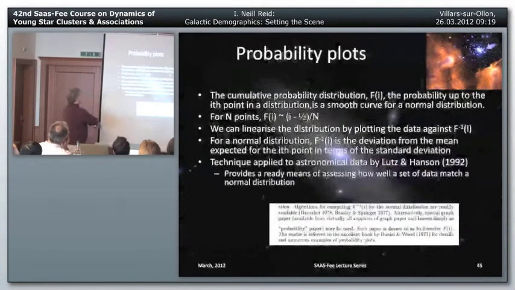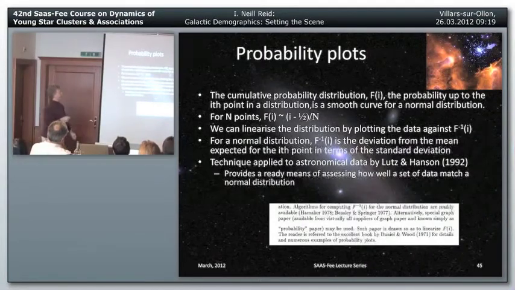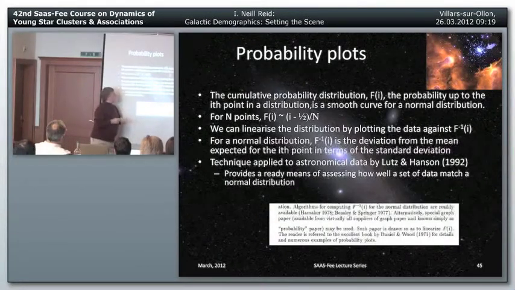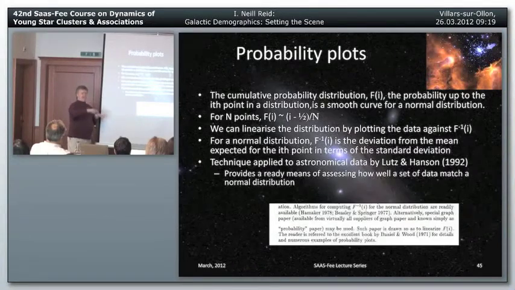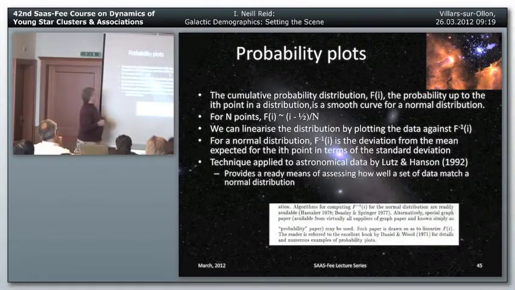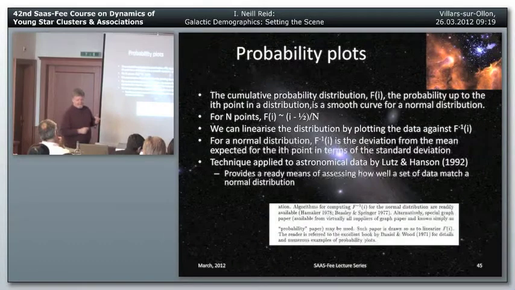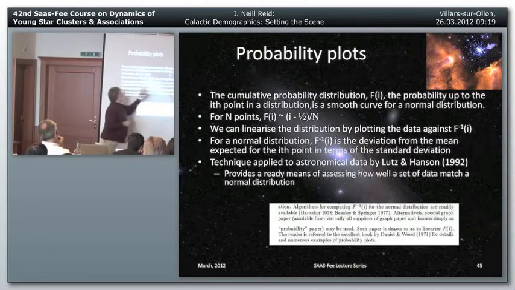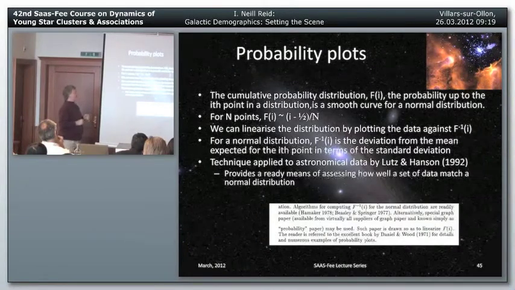Okay, probability plots. This is a handy tool for figuring out whether you've got a Gaussian distribution. The cumulative probability is the probability up to point i in a distribution. For a set of endpoints, it can be generally expressed in this term. You can linearize this distribution by plotting the data against its inverse. And for a normal distribution, the inverse distribution is the deviation from the mean expected for the ith point in the standard deviation.